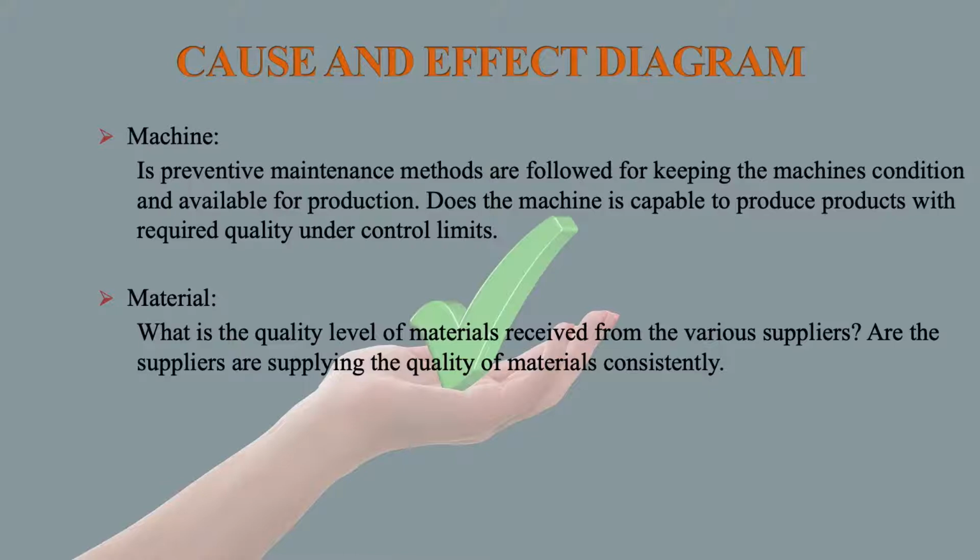And then the next one is material. In the material, what is the quality level of material received from the various suppliers, and are the suppliers supplying the quality of materials consistently? So this is also one of the causes for any problem. One should understand whether suppliers are supplying the raw materials in the correct way or not. Then only one can reduce the problems.